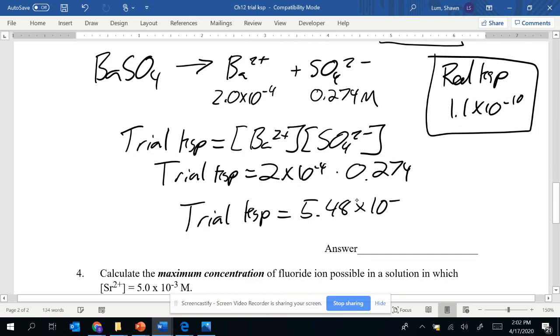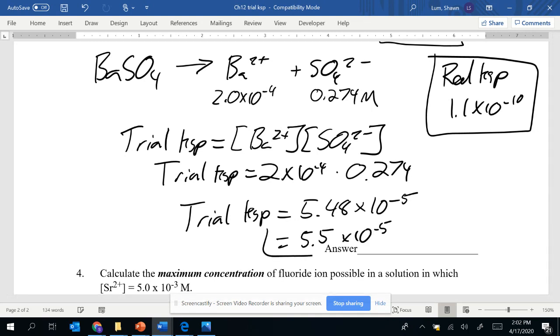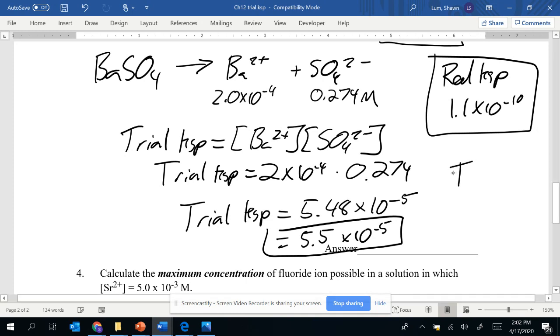times 10 to the minus 5. So that's my trial KSP, or if I'm using proper sig figs, 5.5 times 10 to the minus 5. So that's my answer right here. Trial KSP is way larger. Trial KSP is much bigger than real KSP. So therefore, precipitate forms.